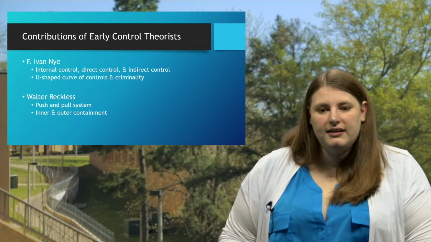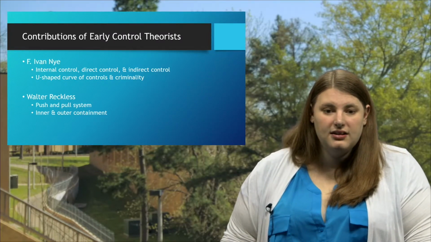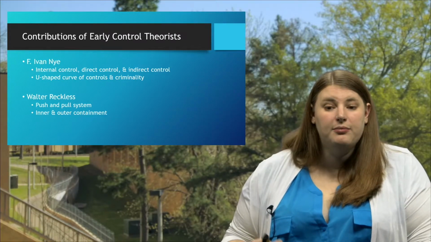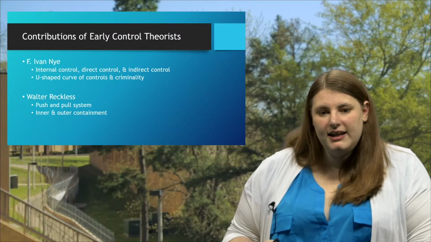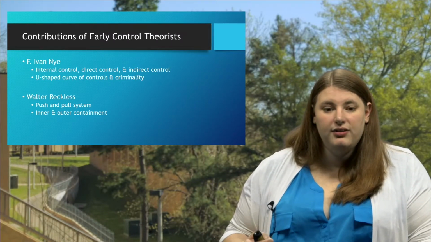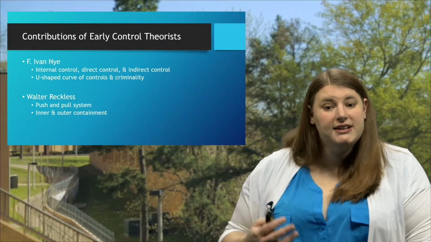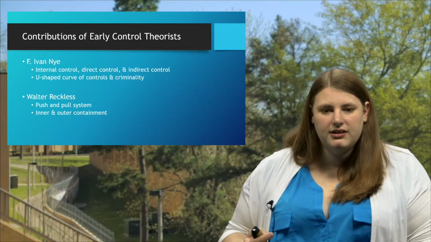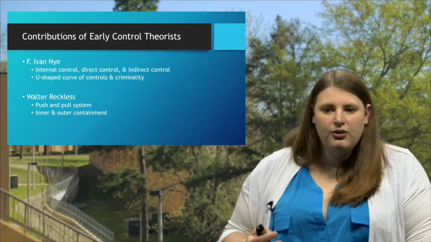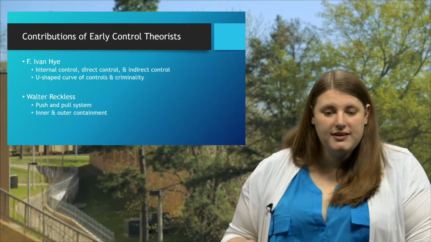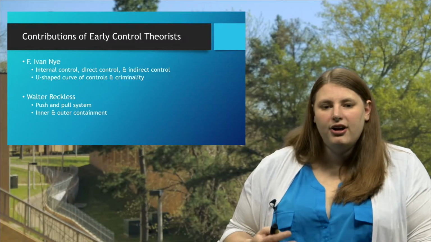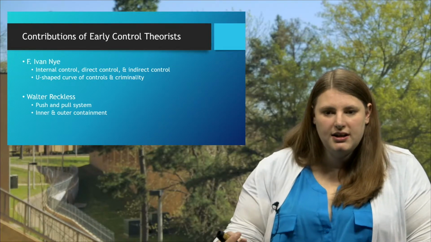The final early theorist we'll discuss is Walter Reckless. Reckless's concept of control was similar to Nye. Like Nye, he proposed a system of control that included internal controls, which he called internal containment, and external controls, or outer containment. Reckless also broke from previous scholars in control theories by arguing that individuals are both pushed and pulled into criminality.